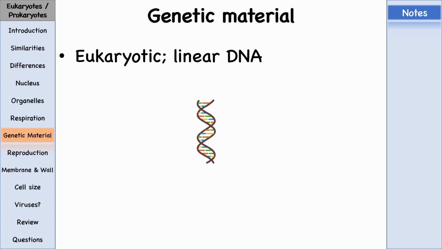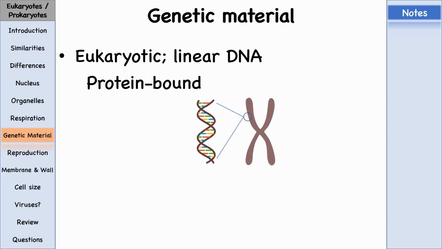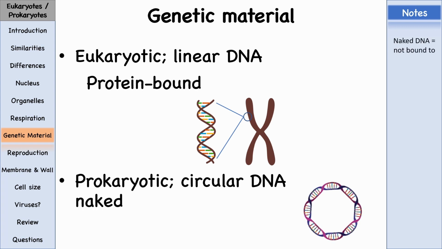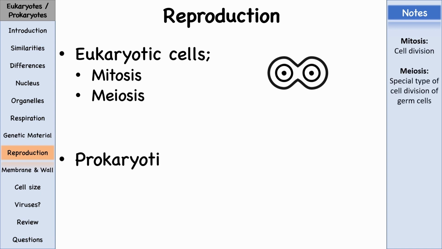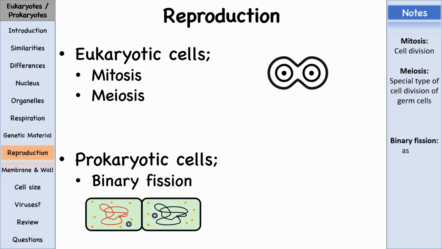In eukaryotic cells, the DNA is linear and bound with proteins, while prokaryotic DNA is usually circular and naked of proteins. Eukaryotic cells reproduce by mitosis and meiosis, while prokaryotes reproduce by binary fission, and we will discuss these division processes in detail later.